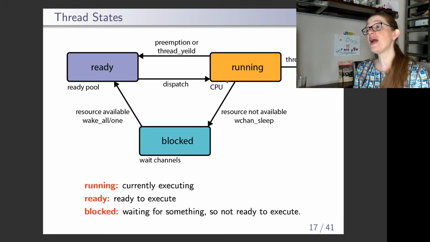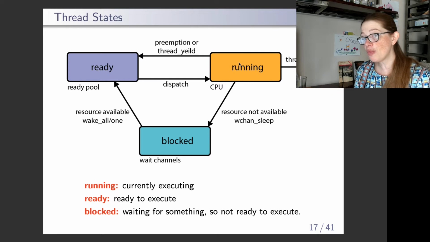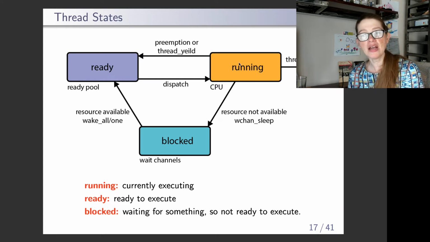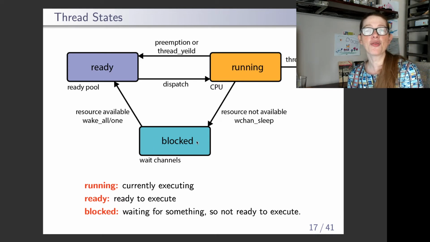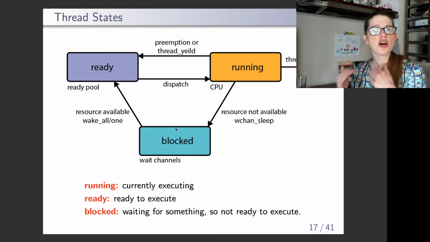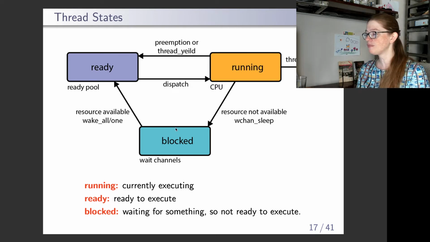Then we have the threads that are running. This may be one thread or it may be multiple threads depending on the hardware. And then we have a pool of threads that are blocked. These are threads that are not ready to run and they're not running either. And we keep them in a separate place. And we'll talk more about this in the next module.